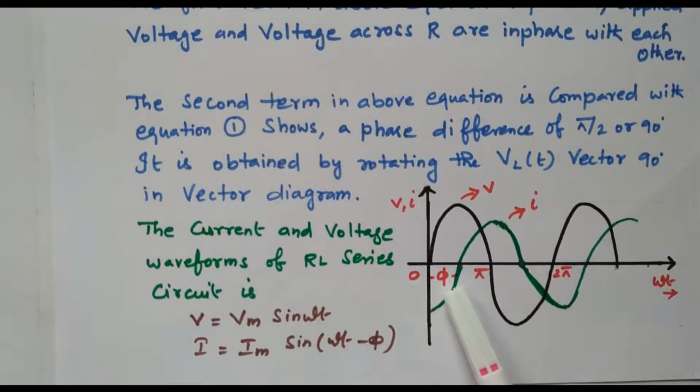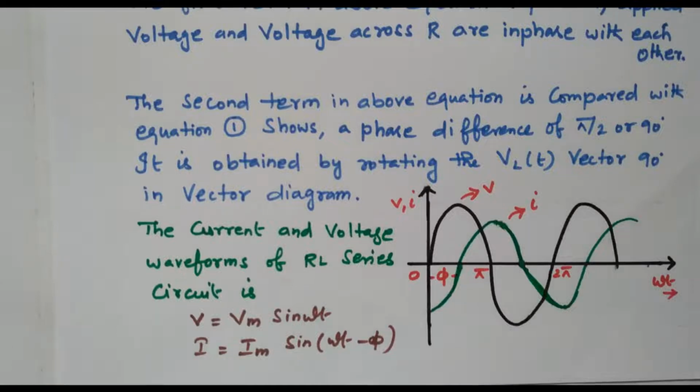Based on that, we can write the waveform: V equals Vm sin omega t, but I equals Im sin(omega t minus pi). This minus pi indicates the current starts after the voltage with an angle of pi. That is indicated by omega t minus pi. So we got the waveform. Current and voltage are clearly indicated. The current is lagging the voltage by an angle of pi. That is indicated in the equation.